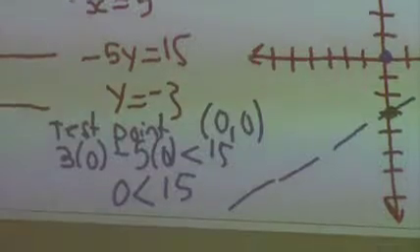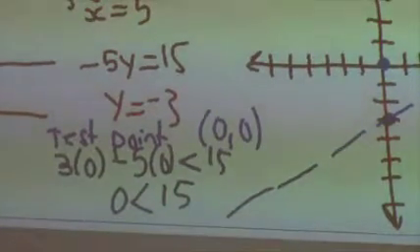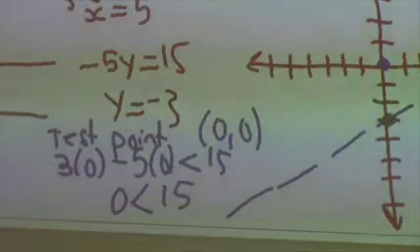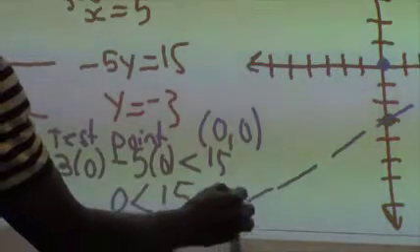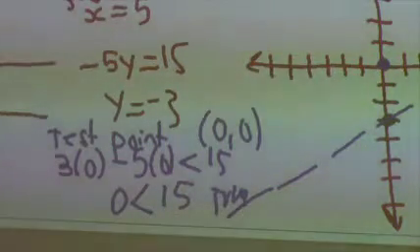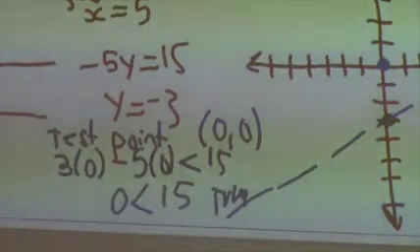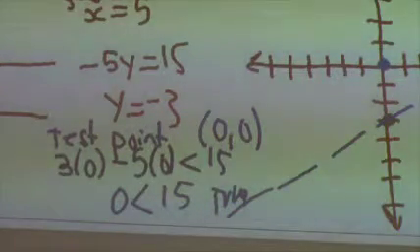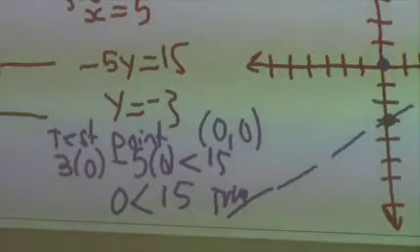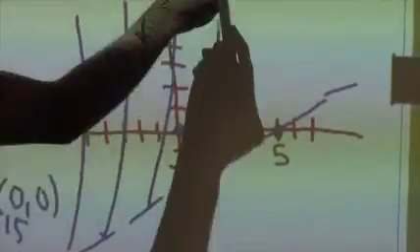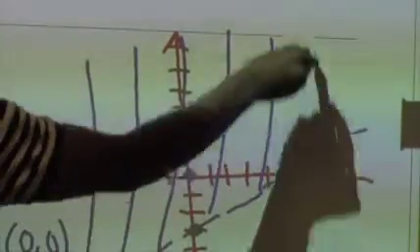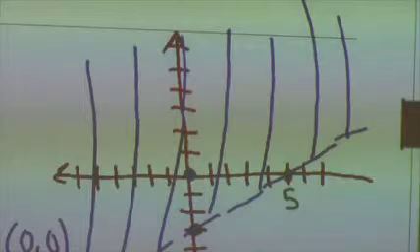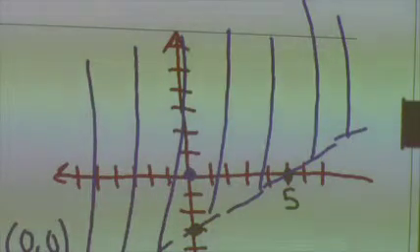Basically, this is a question: is 0 less than 15? Yes, indeed. So this is true, which means our test point of 0, 0 satisfies this inequality. So the side containing that point is above our boundary line. Every point up above this boundary line, including our 0, 0, will be a solution of this inequality, whereas any point below this line would not be a solution.